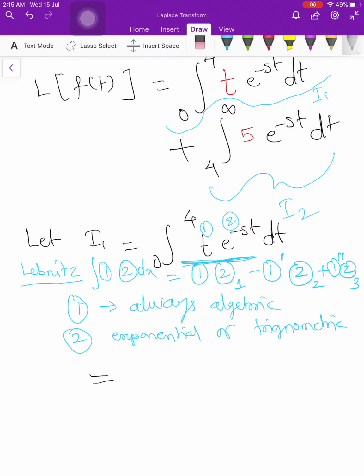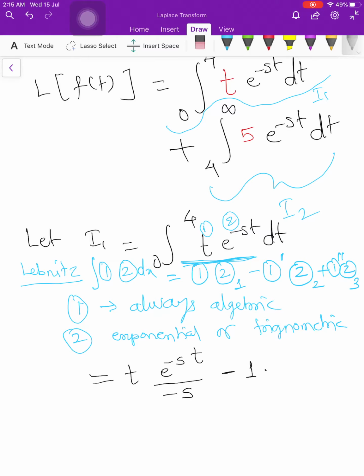So the first function is written as it is, so t I will be writing as it is. For the second function, integration of e raised to minus st is e raised to minus st divided by minus s. Then next is a minus sign, which is natural, and then the first function's derivative. So t derivative with respect to t is 1, and then the second function's integration.